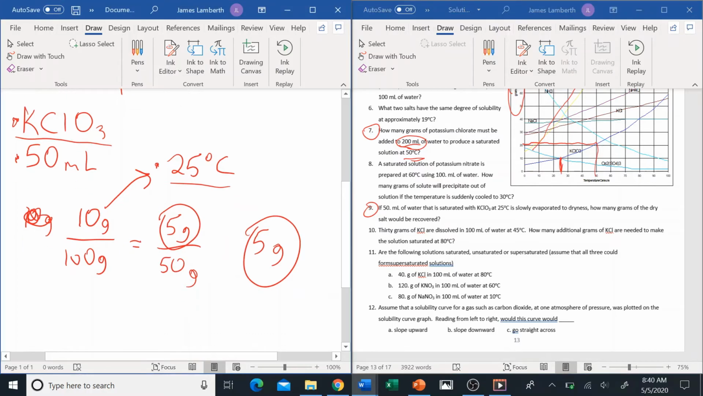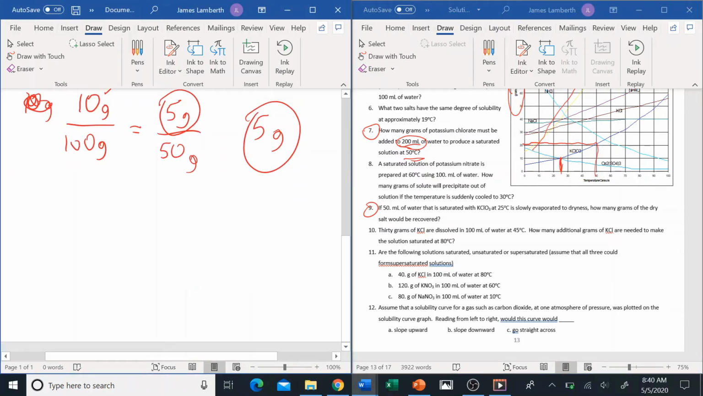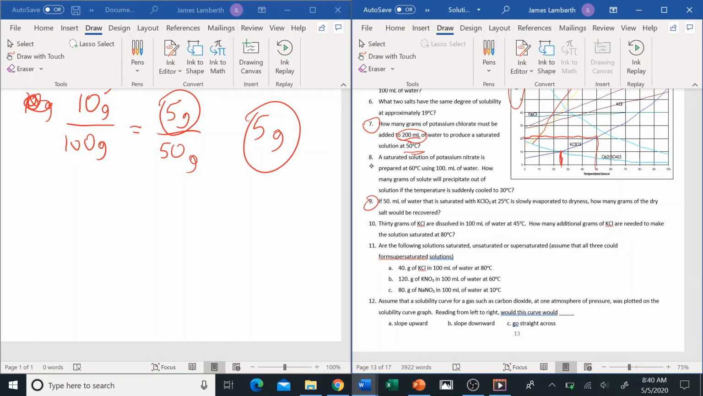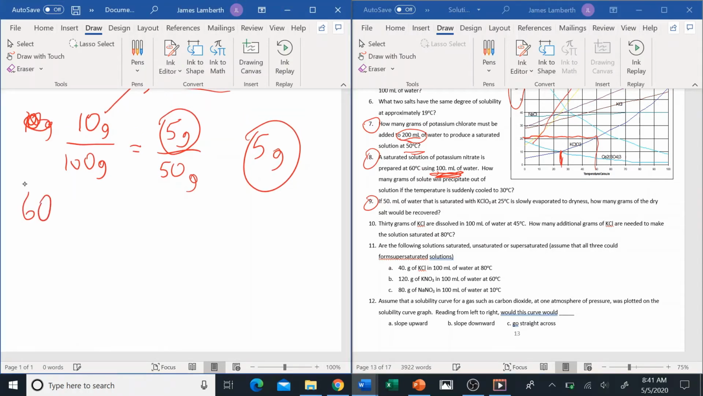Yeah, number 8. Number 8 is a good one. So a saturated solution, number 8, right here. A saturated solution of potassium nitrate is prepared at 60 degrees Celsius using 100 milliliters of water. How many grams of solute will precipitate out of solution if the temperature is suddenly cooled to 30 degrees Celsius? So the cool thing here is the value of water is 100 milliliters, so no proportions. We're just going to look at the temperatures and go from there. So at 60 degrees Celsius, it's cooled to 30 degrees Celsius.